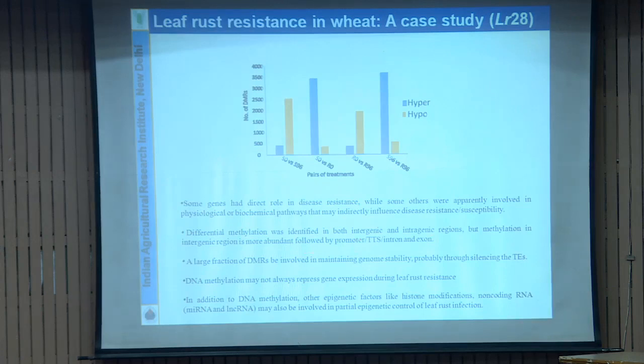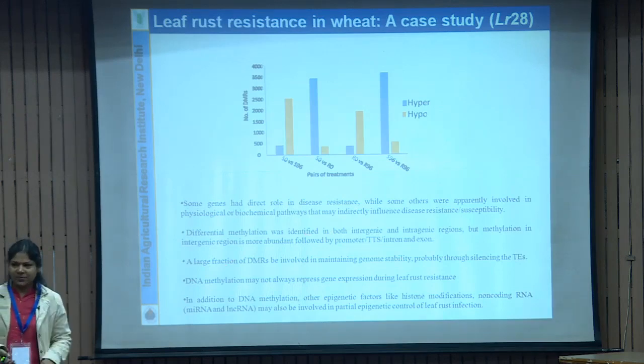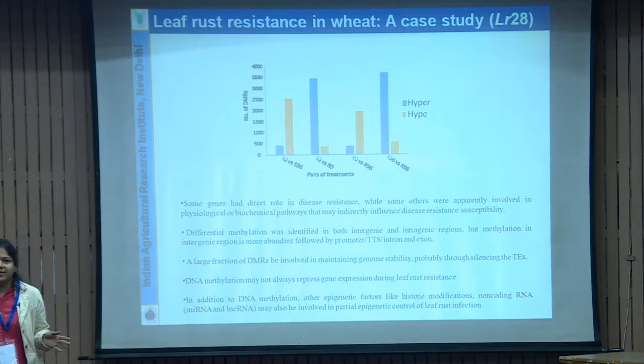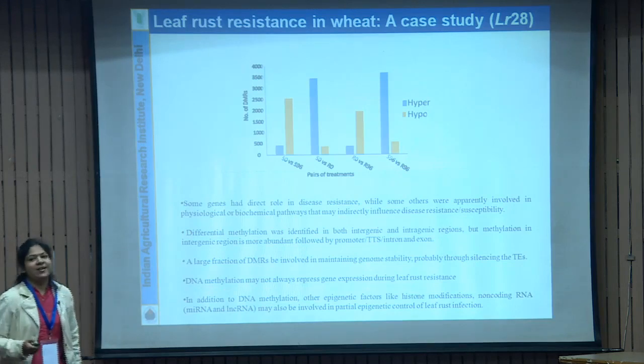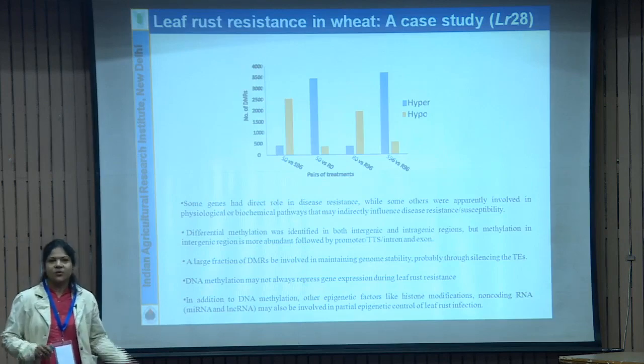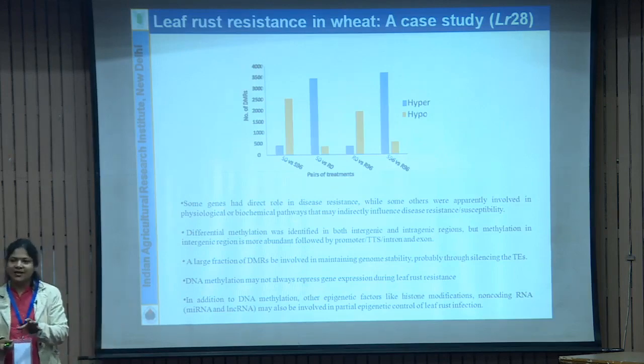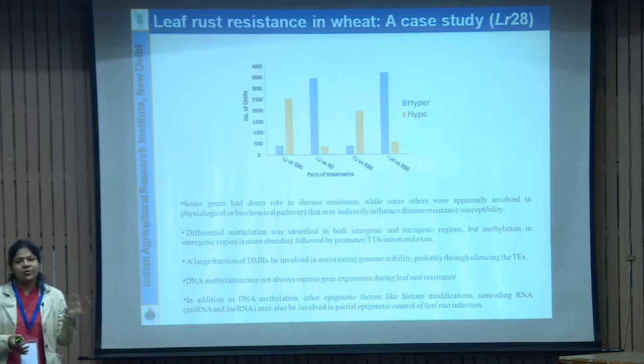Methylation was observed in all regions like promoters, exons, introns. A large number of methylated regions were involved in maintaining transposable elements. That is, transposable elements were kept suppressed so that they do not move inside the genome and do not make the genome unstable. And then it was found that DNA methylation was not always related to inactivation of a gene, because wherever we found DNA methylation, we did not find all those genes suppressed.